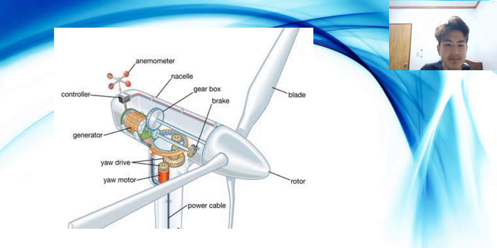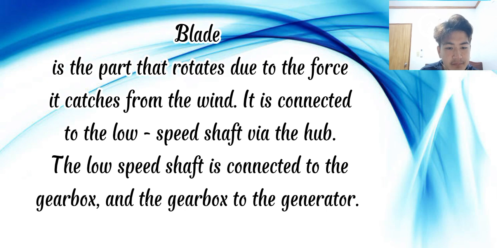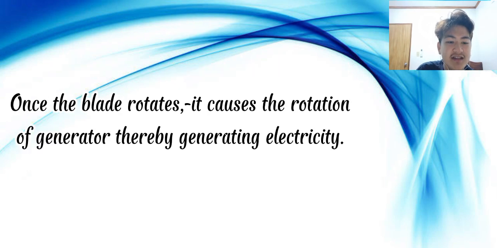Next is the blade. So, what is a blade? The blade is the part that rotates due to the force it catches from the wind. It is connected to the low-speed shaft via the hub. Then, the low-speed shaft is connected to the gearbox, and the gearbox to the generator. Once the blade rotates, it causes the rotation of the generator, thereby generating electricity.